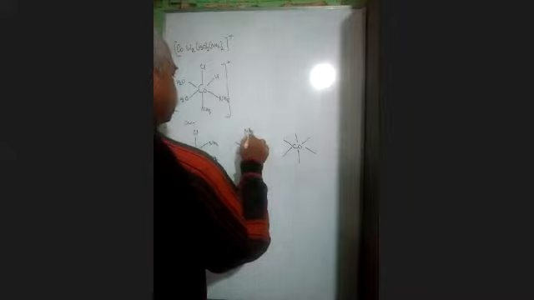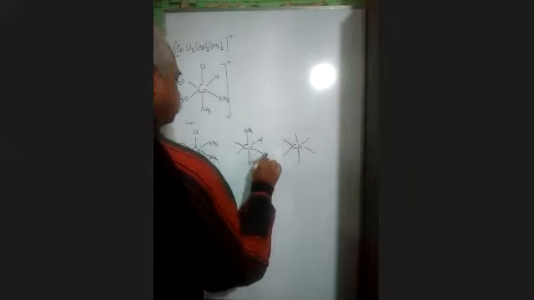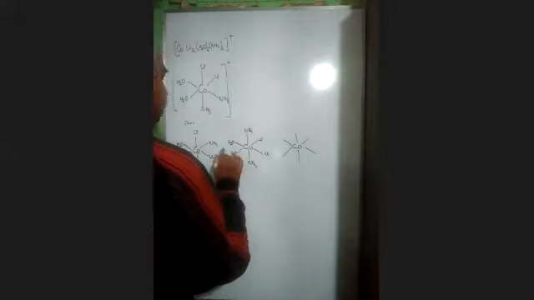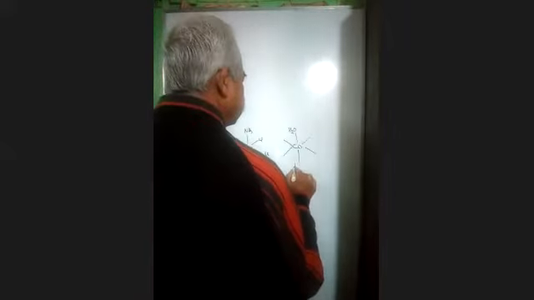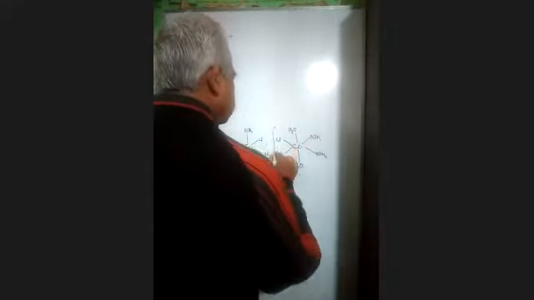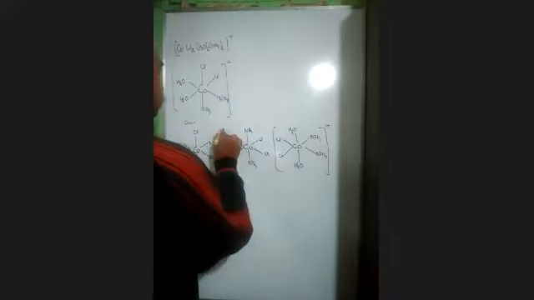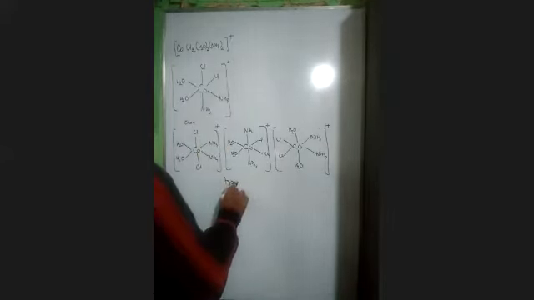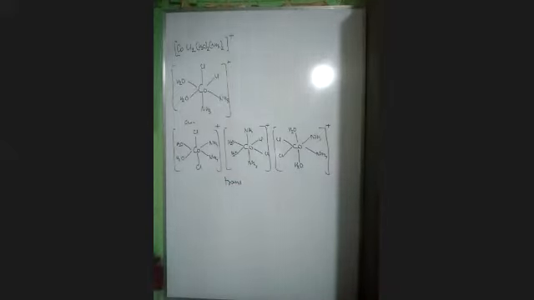Let us assume two similar things on the opposite side. Say it is Cl. This is one. Then say it is this. This. Then compare. These are all trans. So you should know how to do it. Compare.